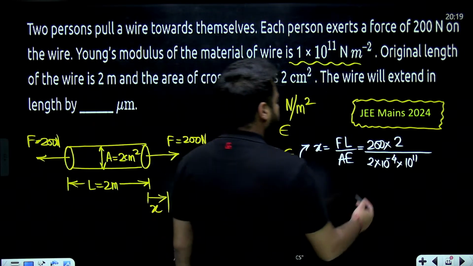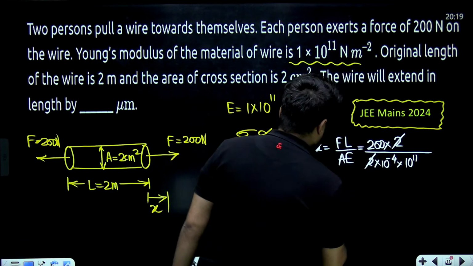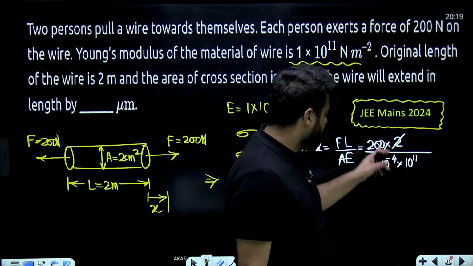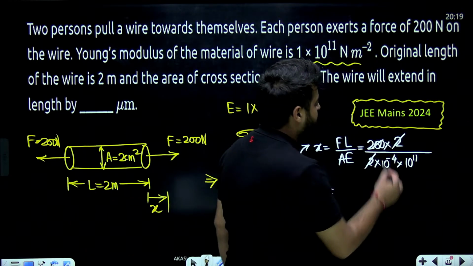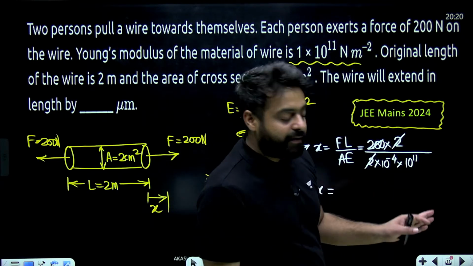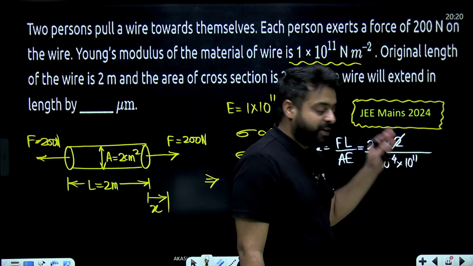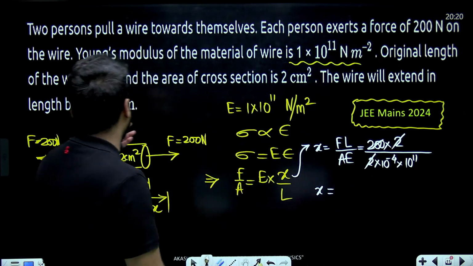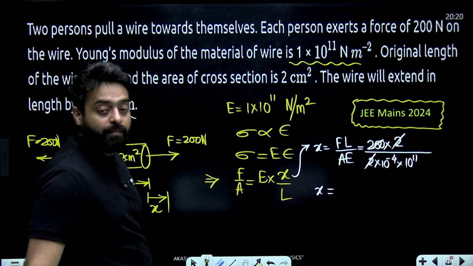So this 2 will be gone with this 2. So the x value will be, so this 10 power minus 4. If you take this 100 value also, this is 10 power minus 6. 10 power minus 6 with 10 power 11 is 10 power 5. If you put it above, it becomes 10 power minus 5. They are asking in the micrometer, which means 10 power minus 6.